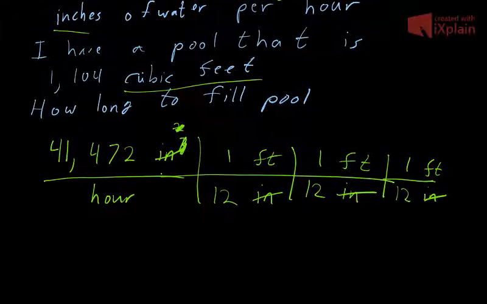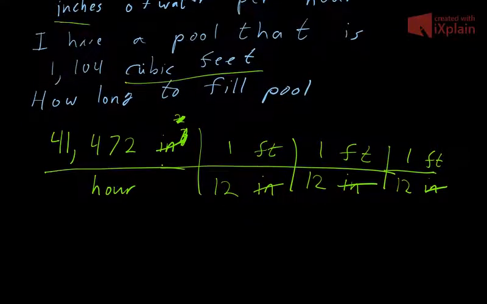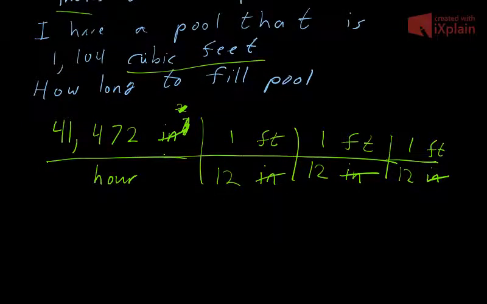Thankfully, this number right here divides very well into 12. I'm going to skip the arithmetic again to try to keep the video a little shorter. But when I do that, I'm going to get 24 feet cubed, that's feet times feet times feet, per hour.